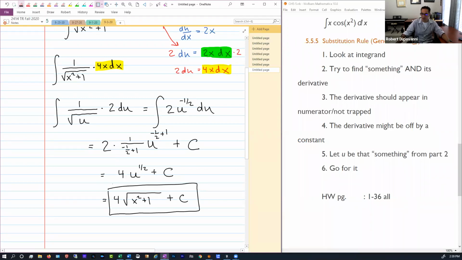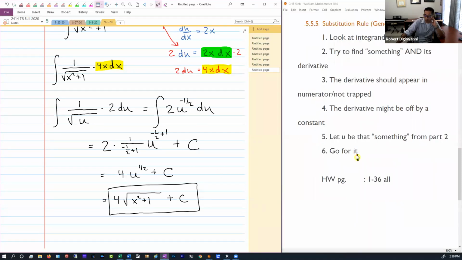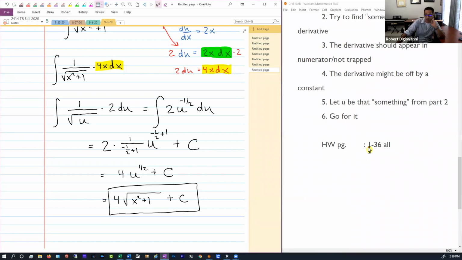I had to go kind of quick because I was running out of time. We are going to get plenty more practice with this. All right, next class we'll do more. If you want to try and start doing the homework, you can. Notice that I assign 1 through 36 all. That's because there's no such thing as doing too much homework at this point. The more practice, the better.